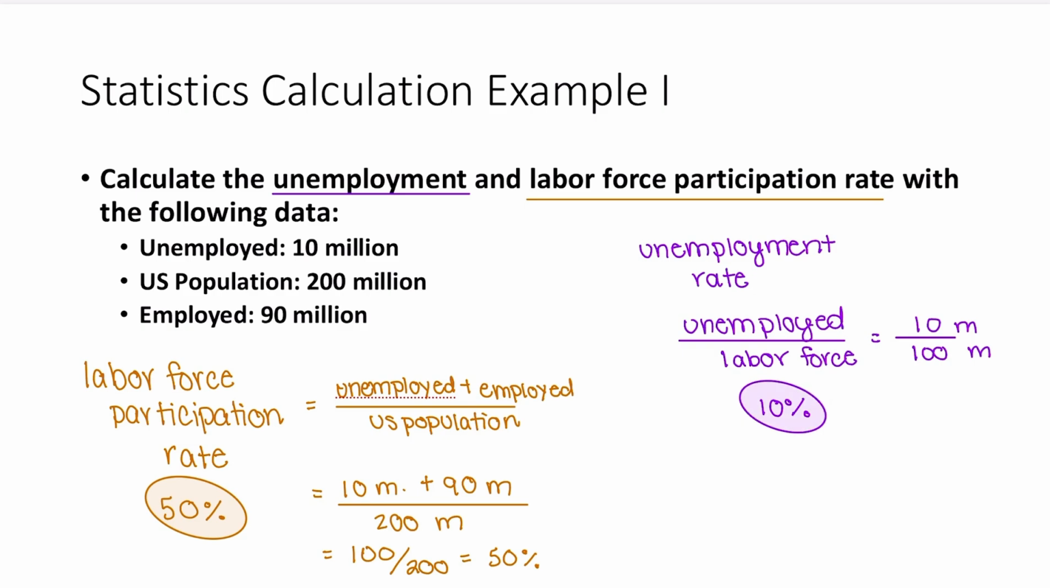Again, it's important when we're looking at this that, at least for these examples, this is our of age, non-institutionalized, non-military population, because otherwise we don't have the right information necessary to calculate.